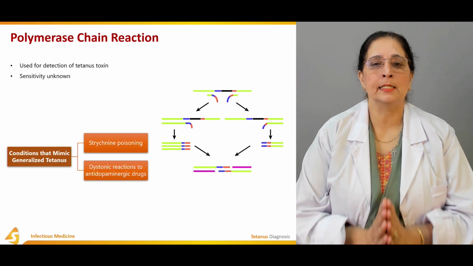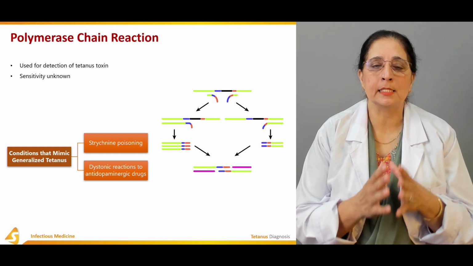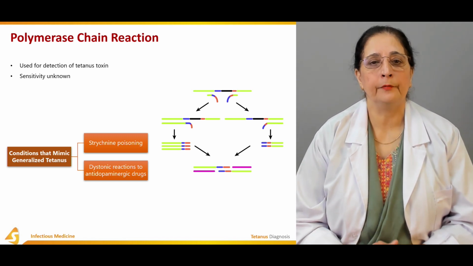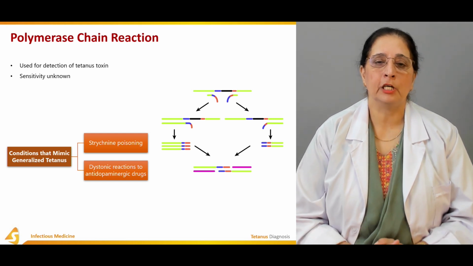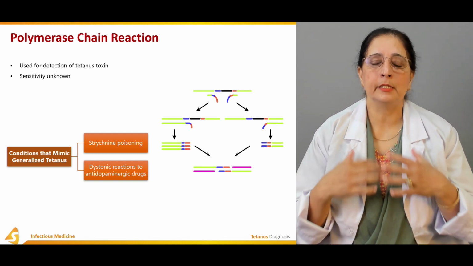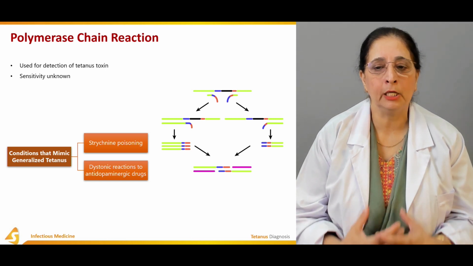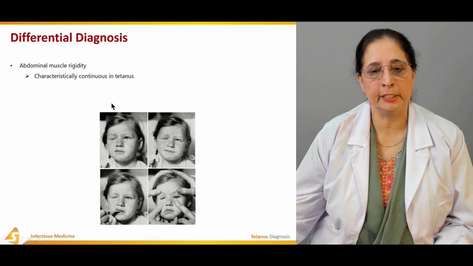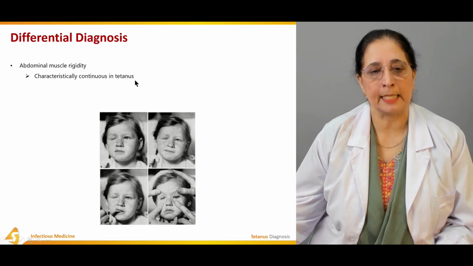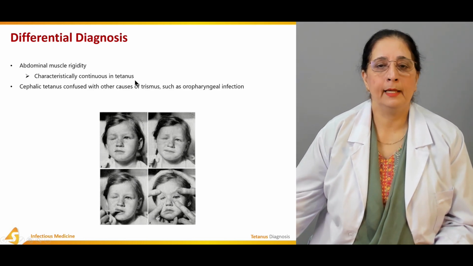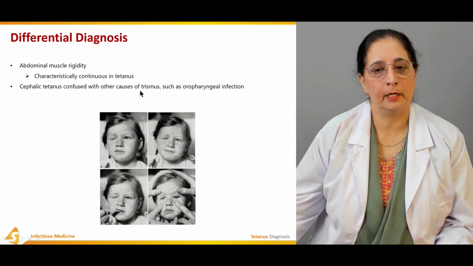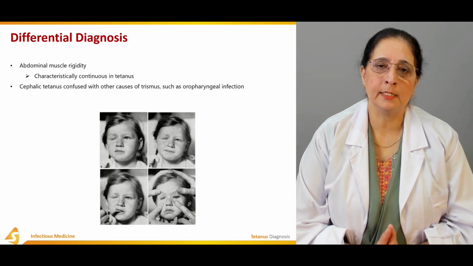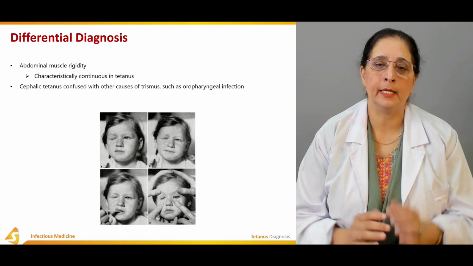Strychnine poisoning causes muscle spasm, and the clinical picture is the same as tetanus. Then there is also dystonia, or abnormality of muscle tone, as a result of anti-dopaminergic drugs which are used against dopamine, and they cause stiffness, spasm and rigidity of the body also. Again, among other differential diagnoses, we have abdominal muscle rigidity, which is characteristically continuous in tetanus. Cephalic tetanus can be confused with other causes of trismus such as oropharyngeal infection.